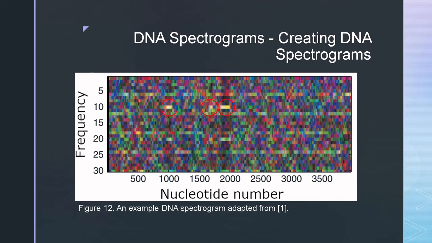In the DNA spectrogram shown, you might notice three high-intensity yellow regions at the frequency of 10. Properties and patterns in DNA sequences like these can be more easily noticed using a DNA spectrogram, which can lead to new discoveries about DNA structure.